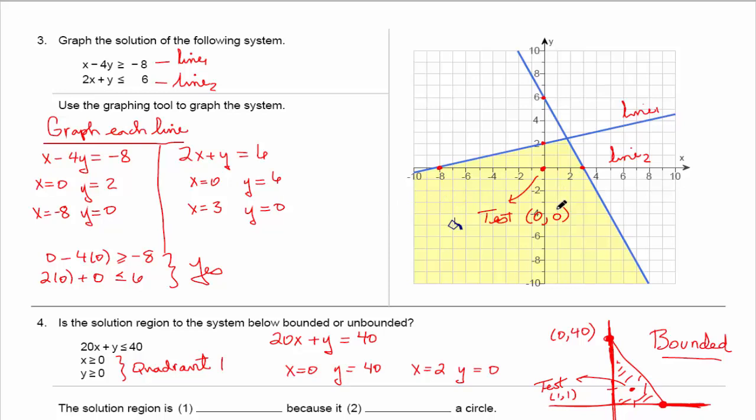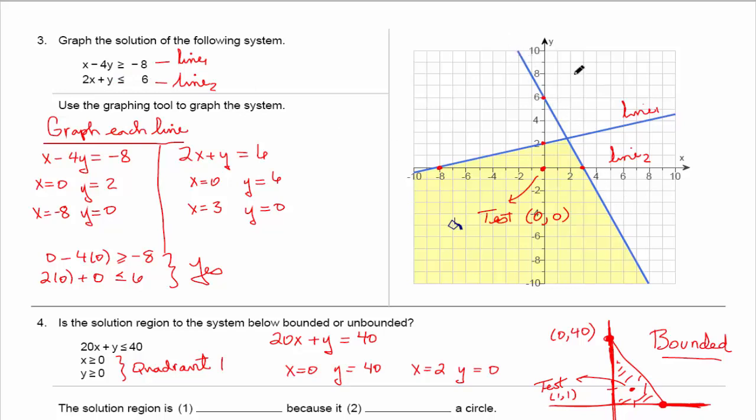All right, so let's see, where are we at? (-8, 0). We've got (0, 2), so this is line 1. It is a solid line because of the inequality. And the other line, let's see, if x is 0, y is 6. And if y is 0, x has got to be 3. So (3, 0), (0, 6), solid line because of the inequality.